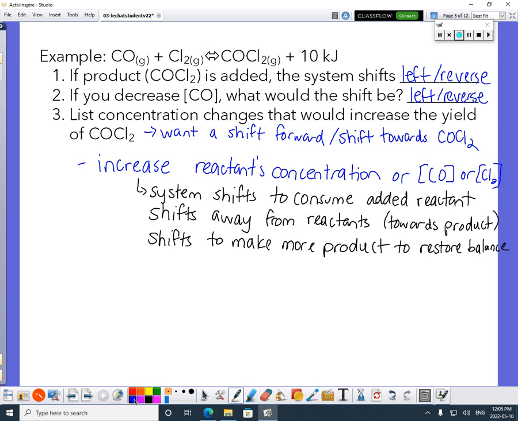Okay, and then again, if it bothers you to write decrease the concentration of COCl2, which would be fine, you could write it more like removing COCl2, because then that makes a little bit more sense. If you take out the product, the system is going to shift to make more.